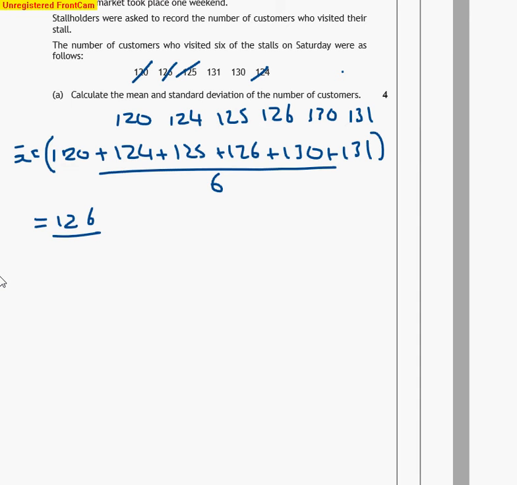Now, if we go to our front page, we're going to get the equation for standard deviation. So standard deviation is equal to the square root of the sum of x minus x bar squared divided by n minus 1. It looks really complicated, really mathsy, but it's not really. What we need to do is just make a little table, and we're going to work out our x minus x bars.